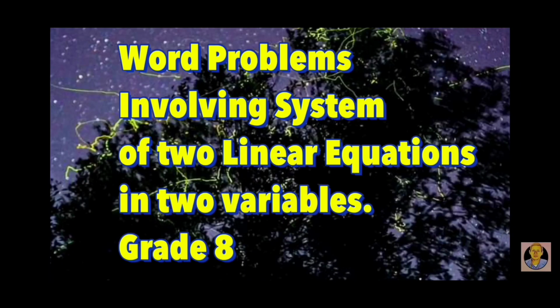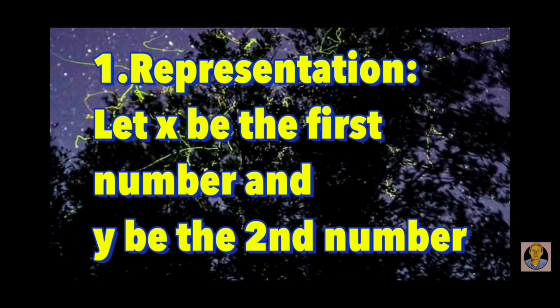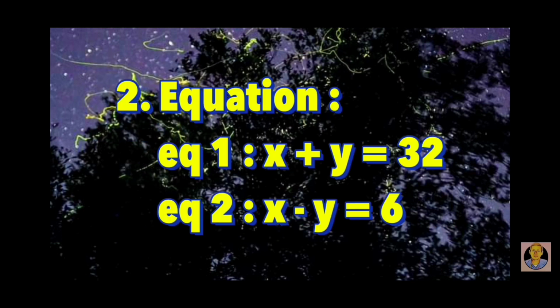Today we're going to study word problems involving a system of two linear equations in two variables. We have the problem now. The sum of two numbers is 32 and the difference is 6. Find the numbers. In solving problems, we have 3 steps to be followed in this kind of problem. One is the representation. In representation, we're going to assume, let x be the first number and y be the second number. Number 2 is the equation. So equation 1, x plus y equals 32 based on the statement in the problem, and equation 2, x minus y equals 6.